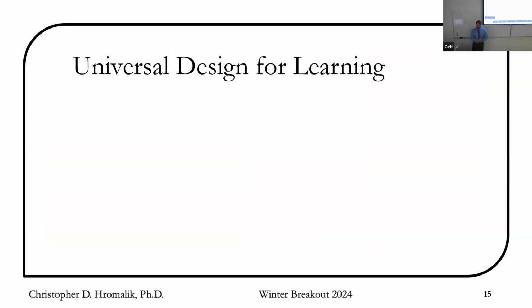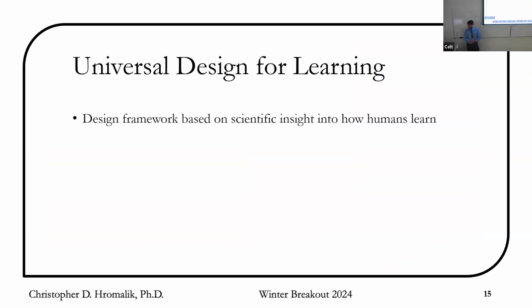So what does this have to do with the classroom? We can use universal design for learning, the universal design framework. This is a design framework based on scientific insight into how we learn. The idea is to design from the start to be accessible and usable, to consider barriers to learning during the design development process, and then seek to eliminate those barriers before we even get into the classroom.